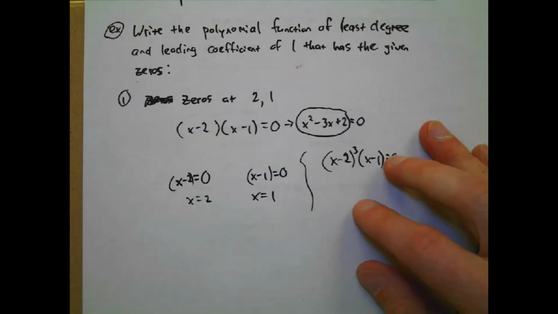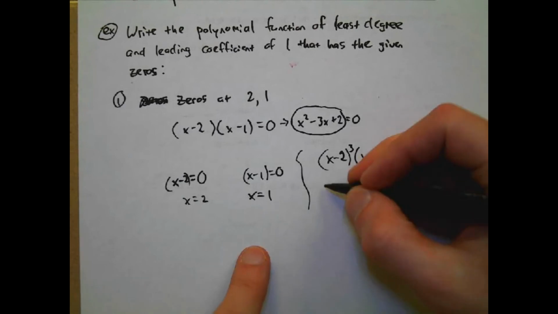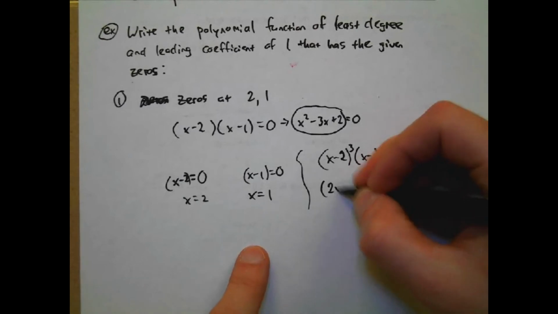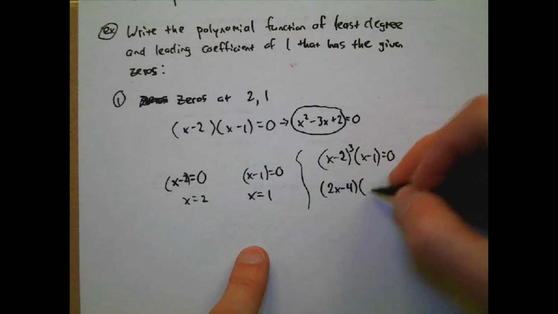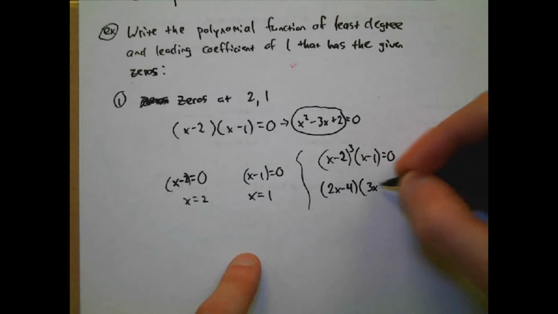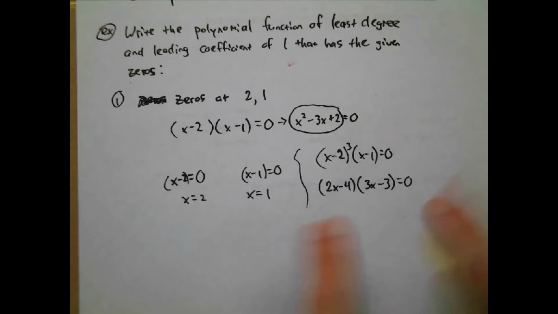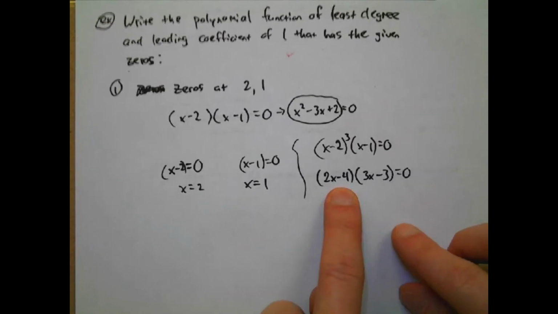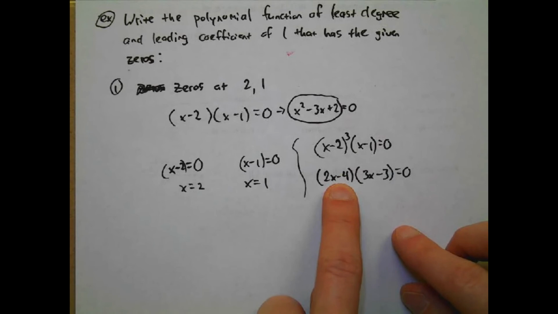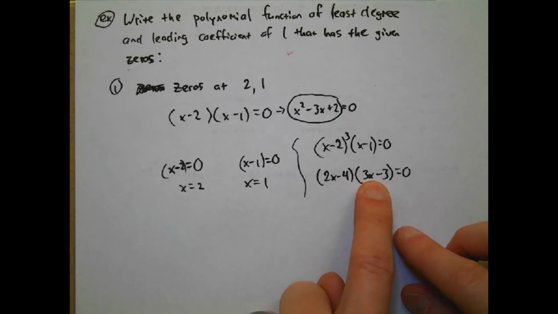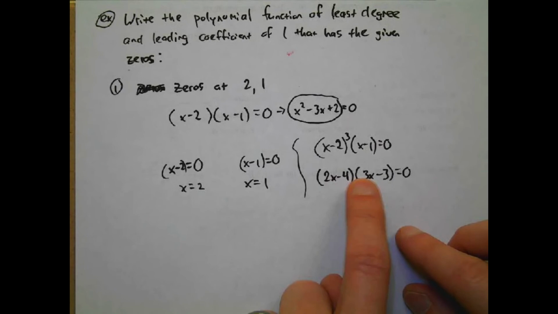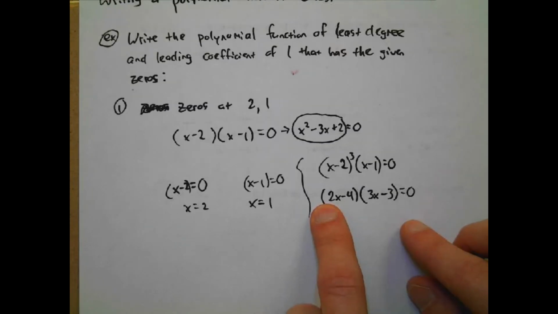Okay. Other options here, right? We could have written 2x minus 4, and I don't know, 3x minus 3 here if we wanted to. Wouldn't this still give me 2 when I set it equal to 0 and solve? Right? Add the 4 over, divide by 2. Or wouldn't this still give me 1 if I add the 3 over and divide by 3? Right? But then our lead coefficient would be, 3 times 2 would be 6. And we want a lead coefficient of 1.